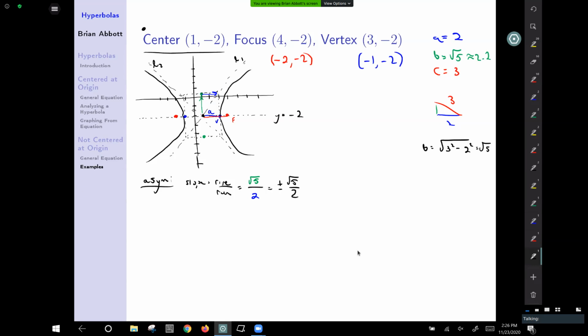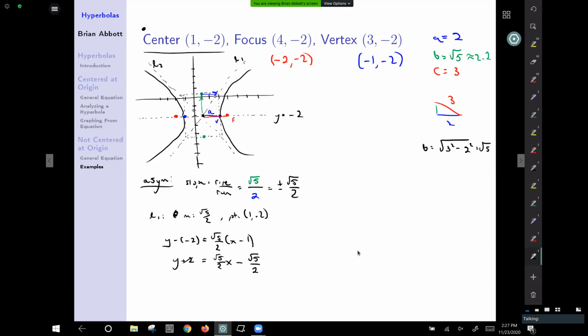So now we need to do a little bit of algebra to find the actual equation of these. For L1, what point should we use? I argue that probably the easiest point to always use is the center, since the asymptote necessarily goes through it. So our slope is m equals √5 over 2, and our point is the center, (1, -2). So the equation of the line is y minus -2 equals √5 over 2 times (x minus 1). Simplify: y minus -2 is y plus 2, √5 over 2 times x is √5 over 2 x, and √5 over 2 times -1 is negative √5 over 2.